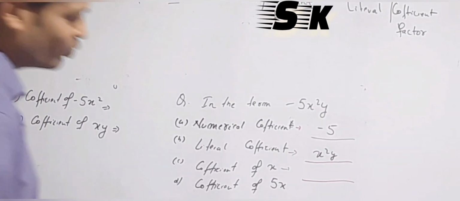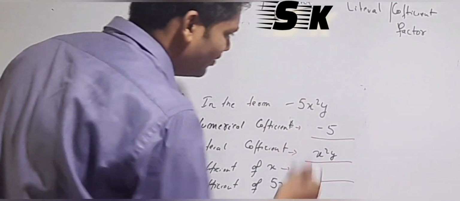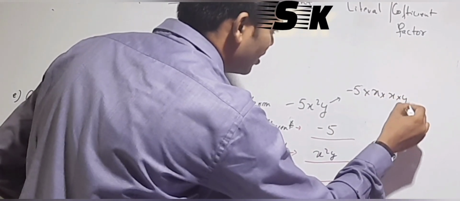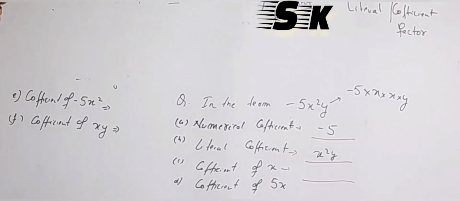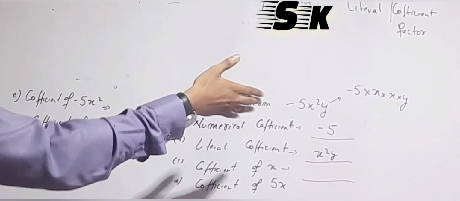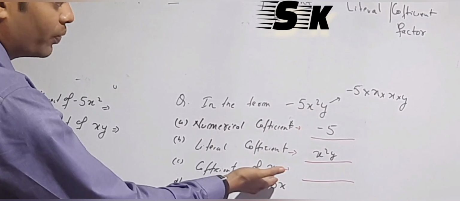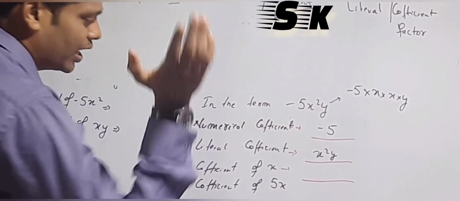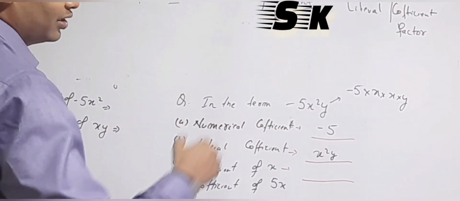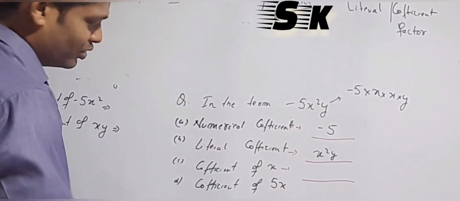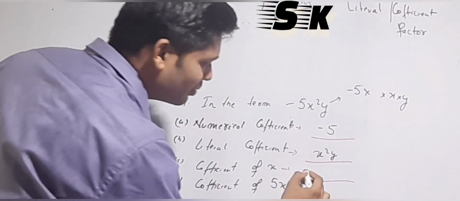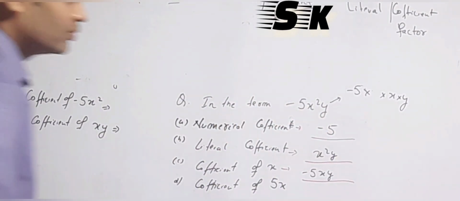So what to do, sir? X is there, but x square is there. Can we write it like this: minus 5 into x into x into y? Sir, x square means x into x only. So we have to write in each and every case like this. If it is not matching your coefficient, if you compare the coefficient of x and here x is not there, you will get confused and say the question is wrong, sir. So in that case, you break it down like this. You have to find out the coefficient of x, so only one x should be removed. So what is left? Minus 5 is left, x is left, y is left. Done. That is the answer.